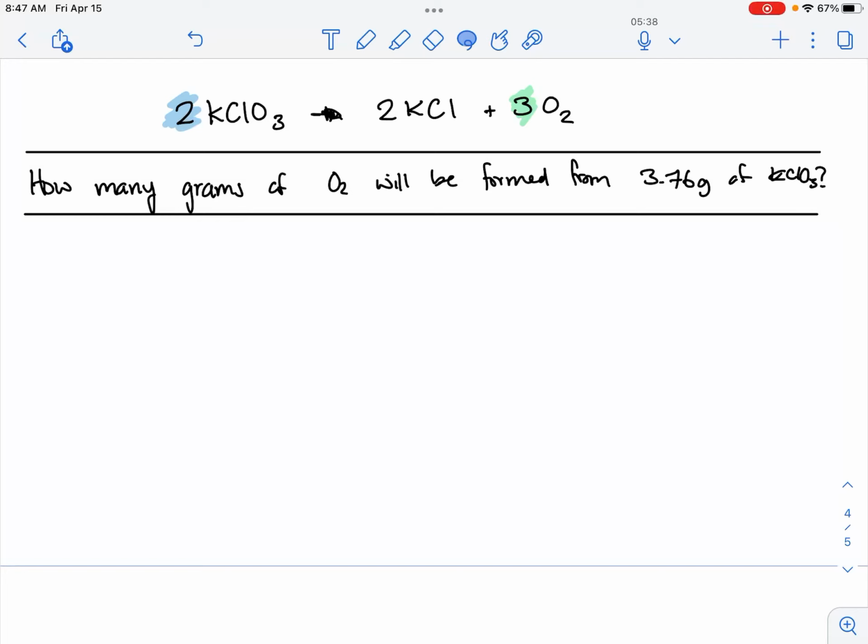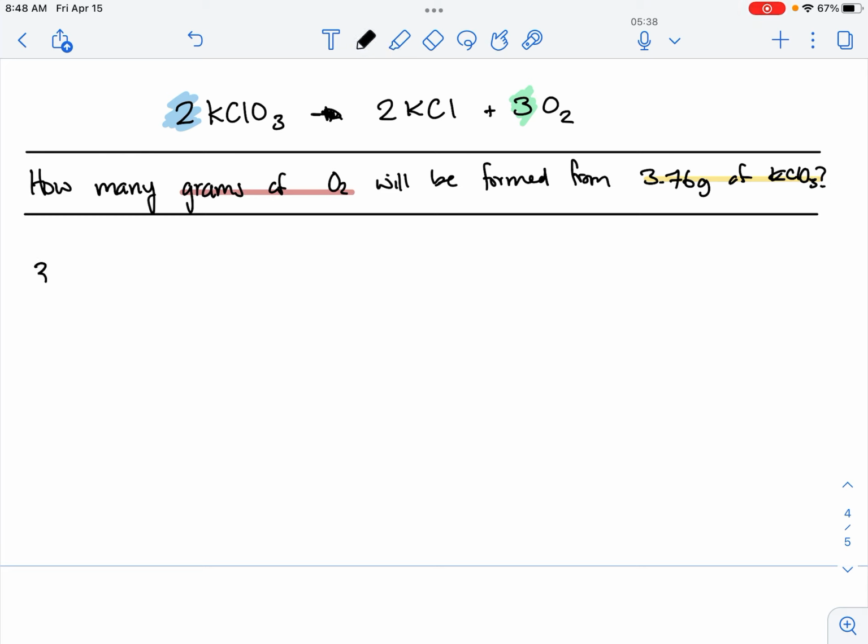In this video, we're going to look at how many grams of O2 will be formed from 3.76 grams of KClO3. So the first step is to look at the equation and just acknowledge where it is so that you know what you're looking for. Then, write what you know is given in the problem. If I highlight what I know, they give me 3.76 grams of KClO3, and I'm going to highlight what I want in red. So I want grams of O2.